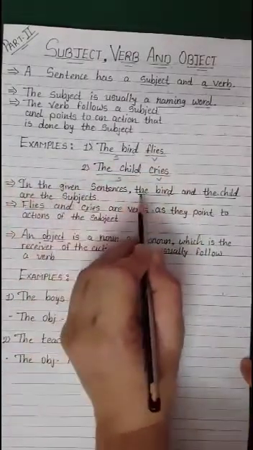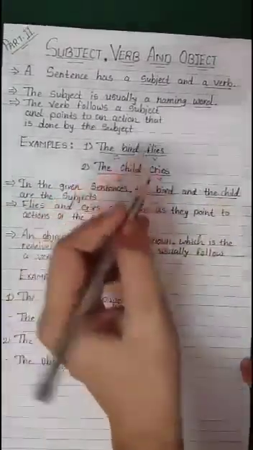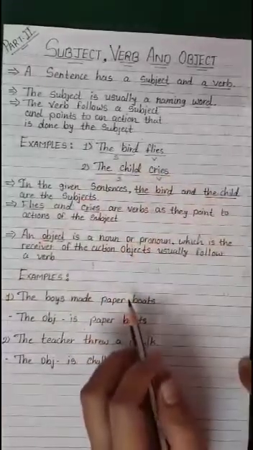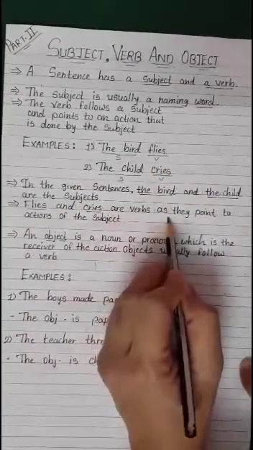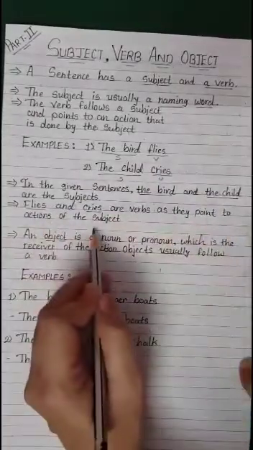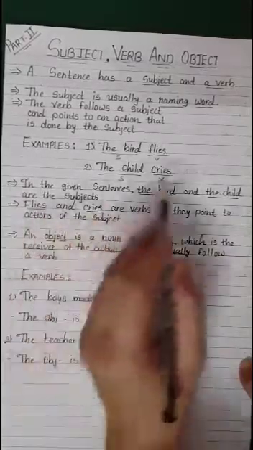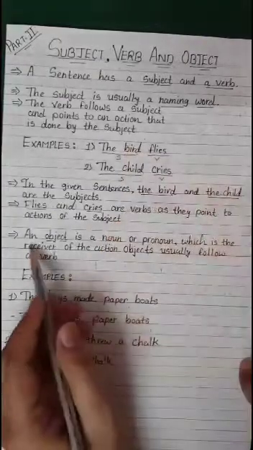In the given sentence, the bird and the child are the subject. As I previously explained, the bird and the child both are the subject. Flies and cries are verbs, as they point to the action of the subject. So here flies and cries, these both are actions which are done by the bird and child.